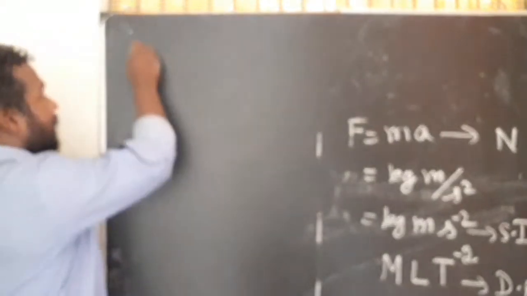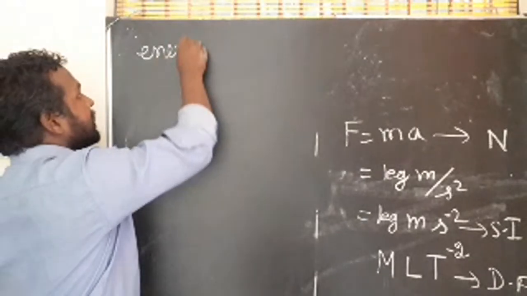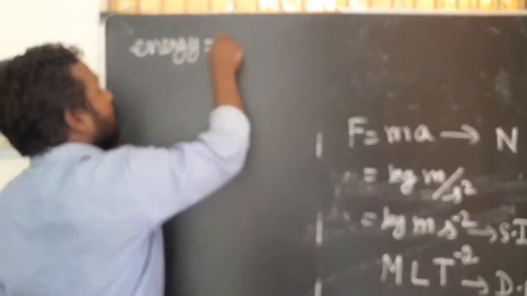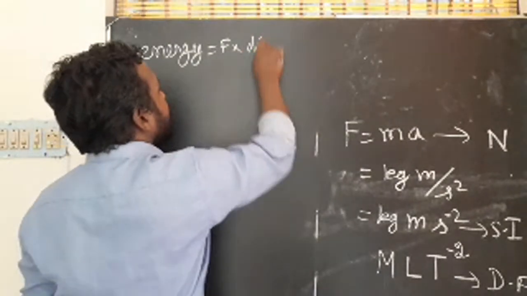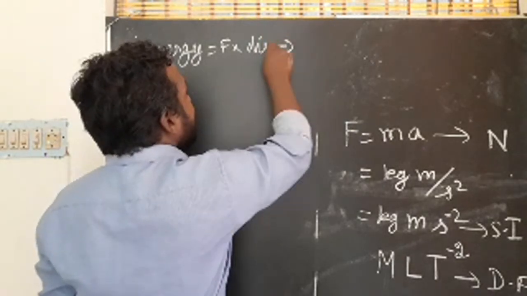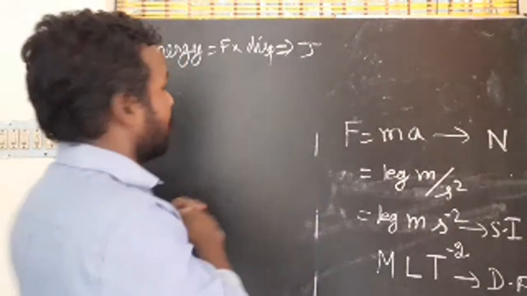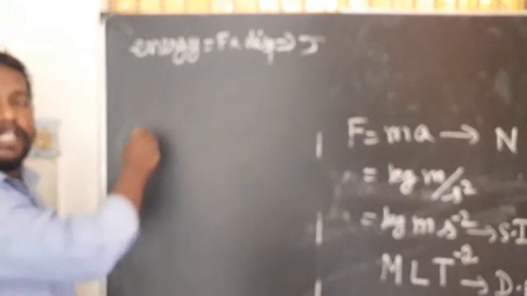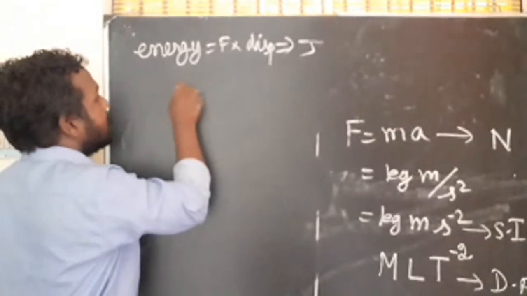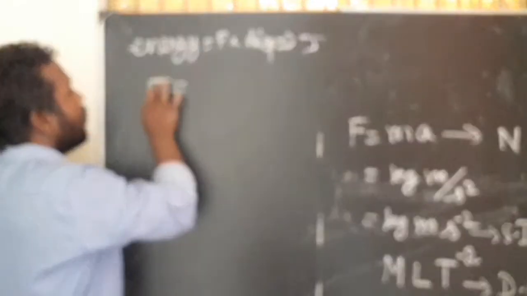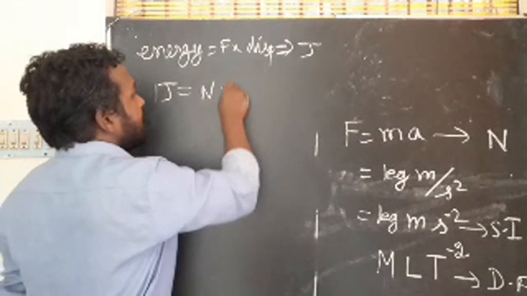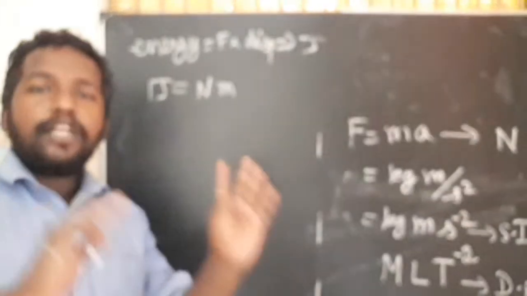Energy. Okay, the next formula will continue like this. Energy is equal to force into displacement. We can write the unit of energy as joule. Now what is joule? We need the solution for the joule also. So 1 joule is how much? Force is Newton, displacement is meter. So we can write joule as Newton meter.